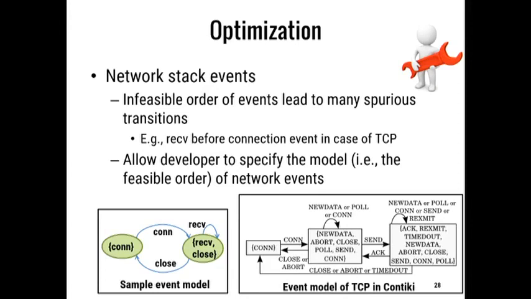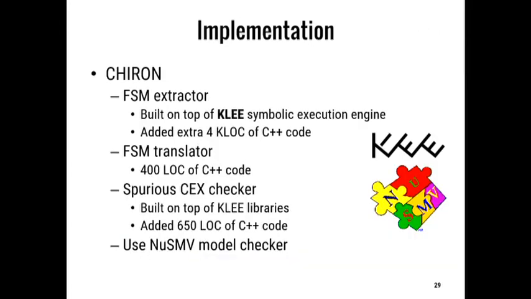Okay. So we implemented Chiron. The FSM extractor was implemented on top of the CLI symbolic execution engine, which is an open source engine. And we added an additional 4,000 lines of code for our extractor. We also implemented the translator. Since we are using the new SMV model checker, our translator can translate the extracted FSM for that modeling language. And for the spurious counterexample checker, we also built a tool using some of the CLI libraries.